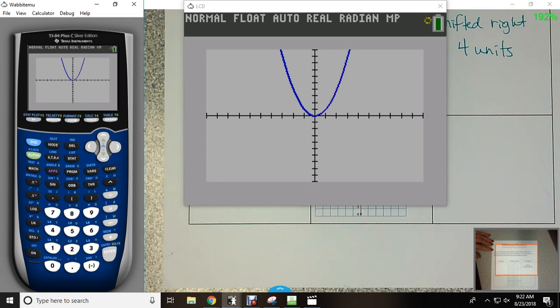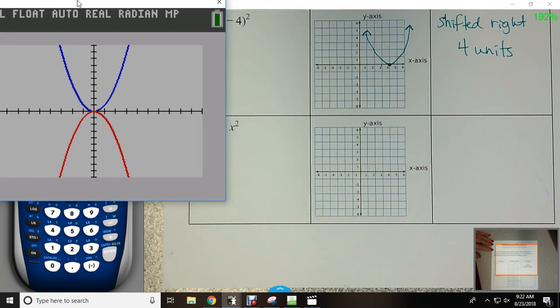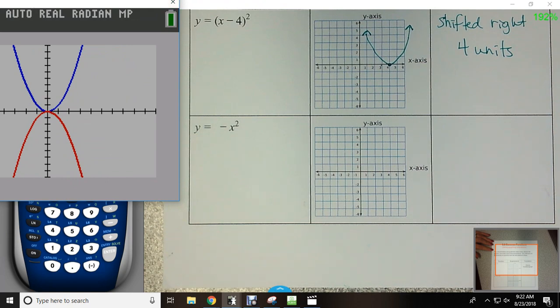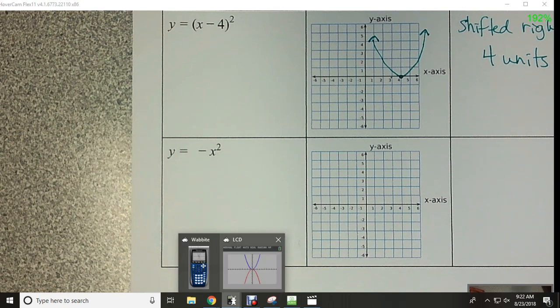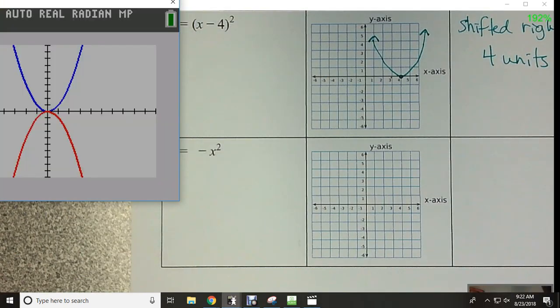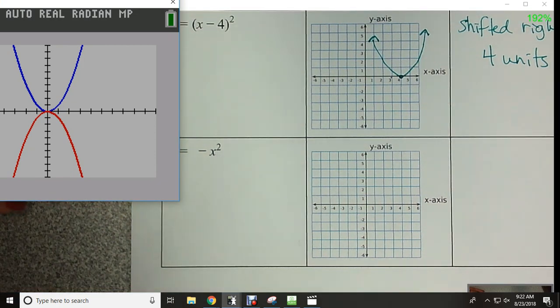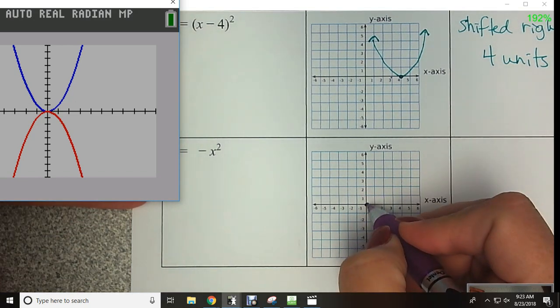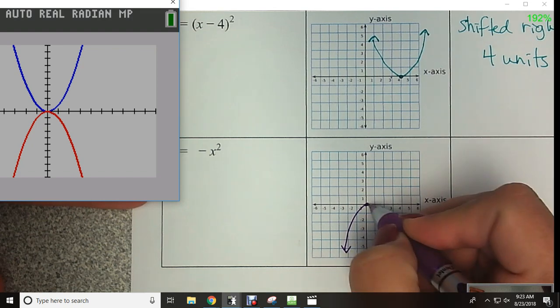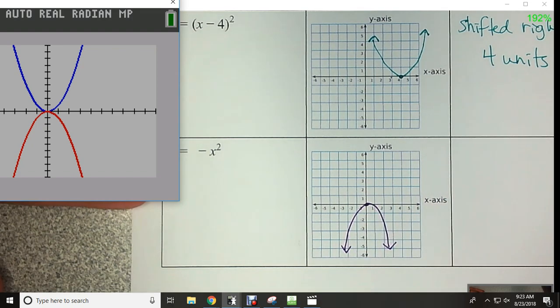So there's my parent function. Here is the new graph. So what did that negative in front of the parent graph do to it? It just flipped it upside down. Oops. Let me get my calculator back up here, or at least this part. Okay. So what happened here is I'm still having a vertex at 0, 0, but it looks like this.